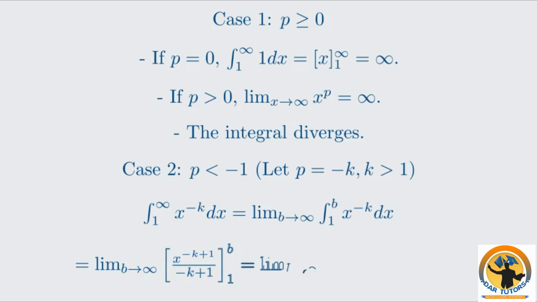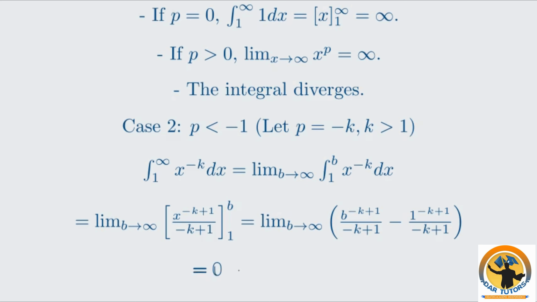Evaluating this from 1 to b gives us this expression. Since k is greater than 1, -k plus 1 is negative. This means b to the power of -k plus 1 is 1 over b to the power of k minus 1. As b approaches infinity, this term goes to 0. So the limit is 0 minus 1 over -k plus 1, which simplifies to 1 over k minus 1. This is a finite number, so the integral converges.